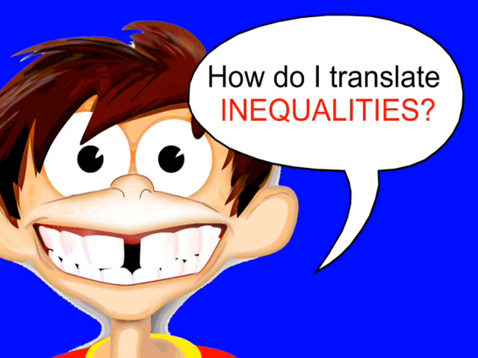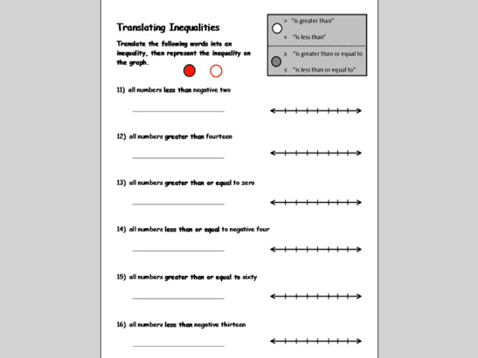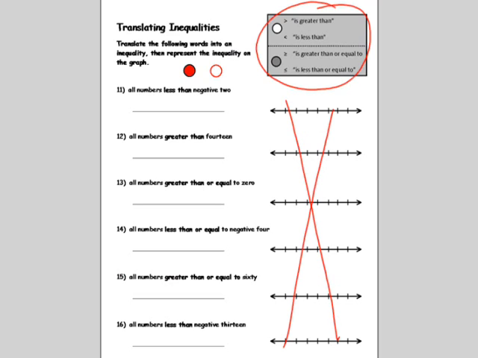So how do you translate inequalities? This is pretty easy, and you're going to use the words here in the table to help you translate. In another video, we'll actually be graphing the inequalities. We're not going to do that in this video. So let's look at the first example. All numbers less than negative 2. That's how you would translate that from words into numbers.